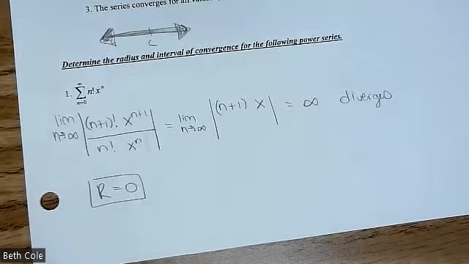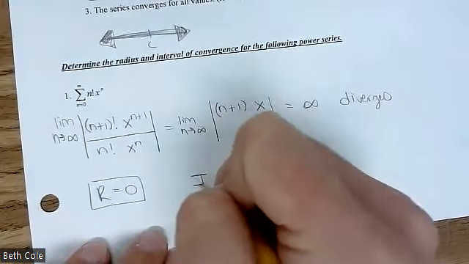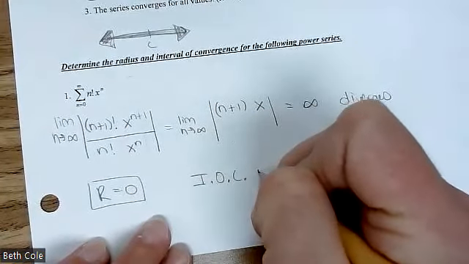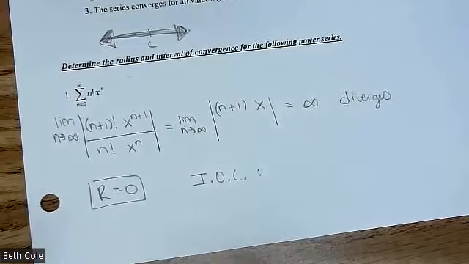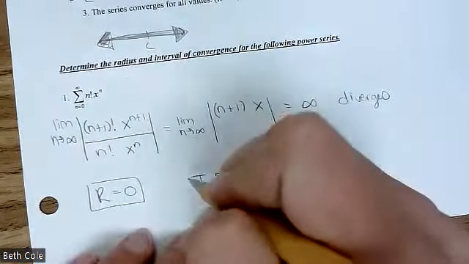So your interval of convergence. Now I made this deal with my class last year and everybody was on board, so that we don't have to write interval of convergence over and over and over again. Can we write IOC? Okay. So this is what we're going to use for interval of convergence. It would just be C equals 0. It's just where you're centered.